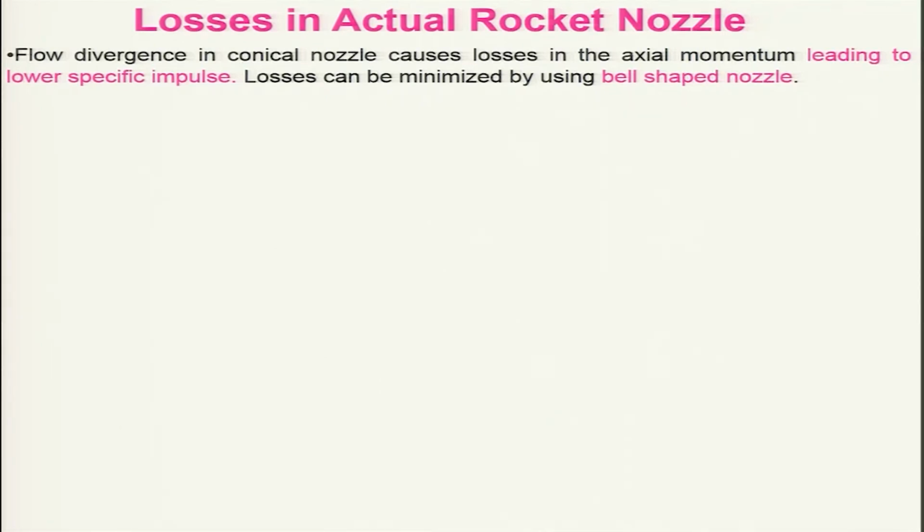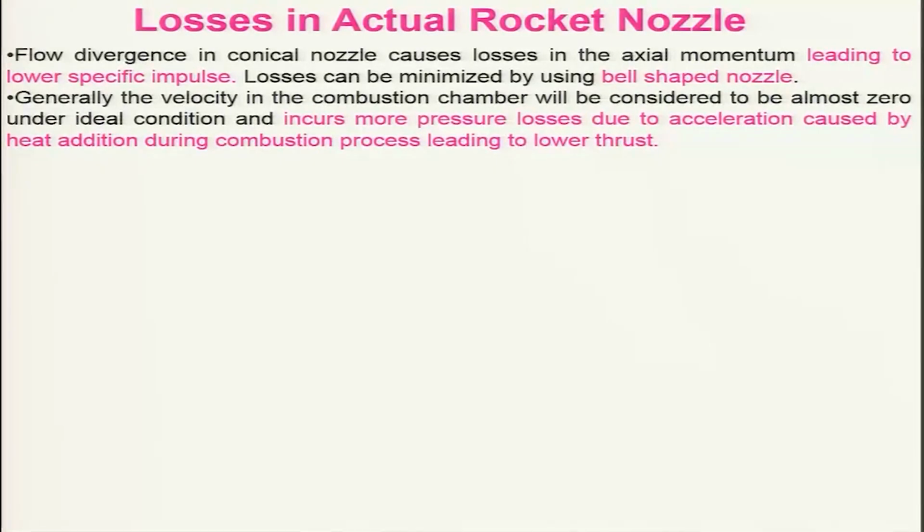A little bit later on, we will also derive how the flow divergence parameter can lead to losses, and we will derive an expression for the flow divergence correction factor. Generally, the velocity in the combustion chamber is considered to be almost 0 in our analysis, particularly under ideal conditions. However, the velocity will always have some tangible value, because there will be acceleration of the flow due to heat addition, and as a result there will be a certain subsonic Mach number, around 0.2. As a result there will be pressure losses due to the heat release, also leading to lower thrust.